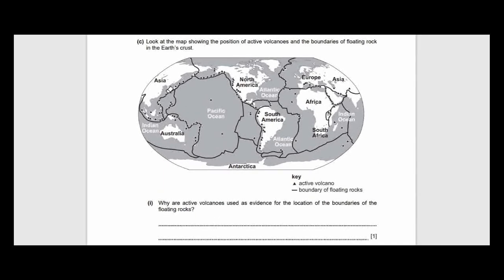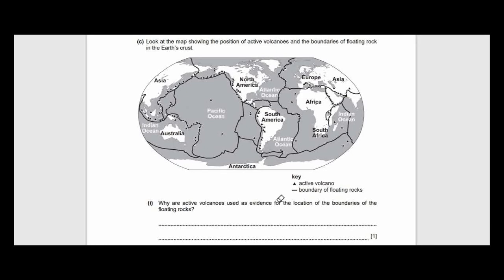Right, so these are the boundaries, and this is the active volcano: the dot, the triangle, and the line is the boundary. So active volcanoes are found just near the boundary, along the boundary. Question part 1: why are active volcanoes used as evidence for the location of boundaries of the floating rocks?